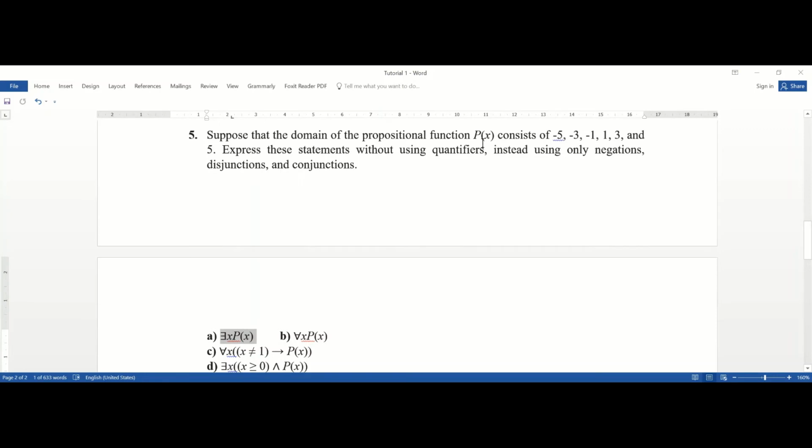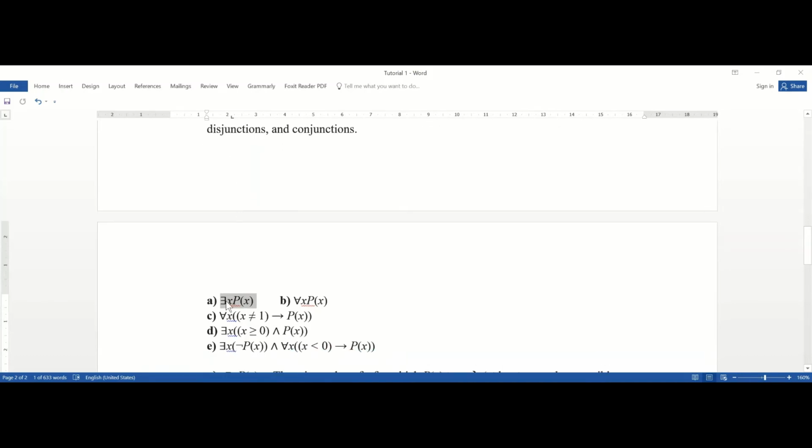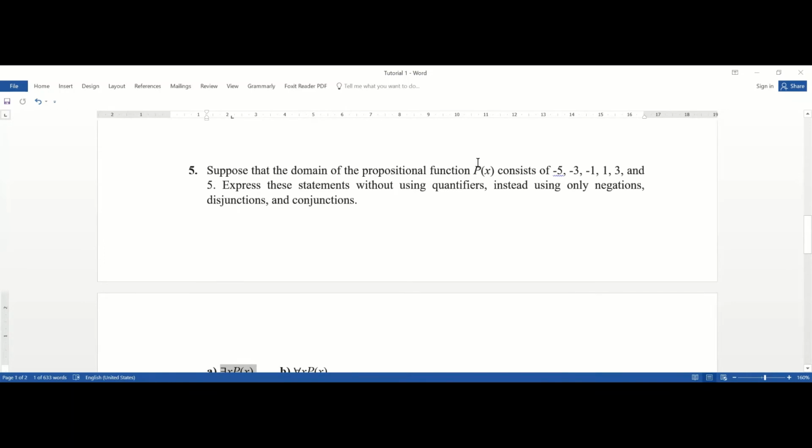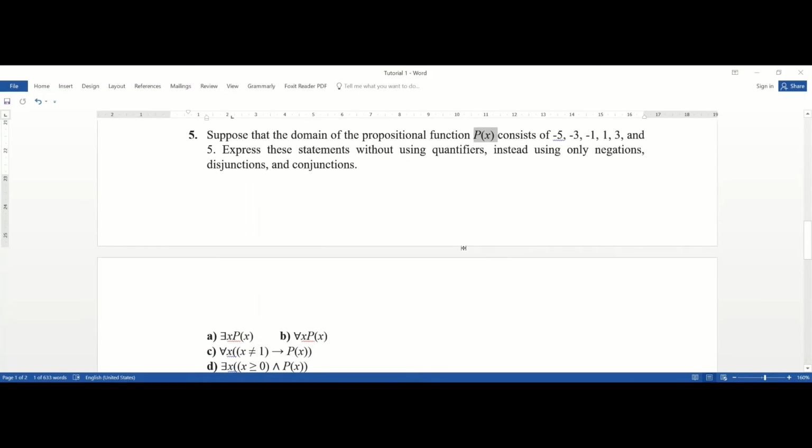P(x) can be P(-5) or P(-3), P(-1), P(1), P(3), P(5). For the existential, all the elements in the domain create the propositional function. And you remember this: we apply the disjunction for all possibilities or elements.